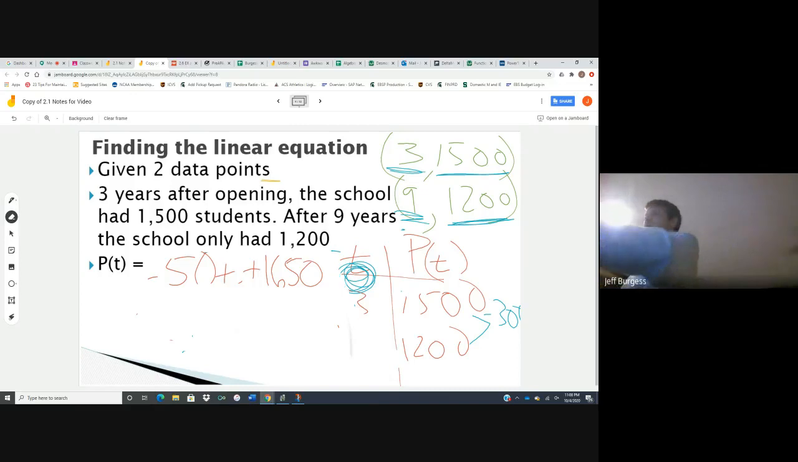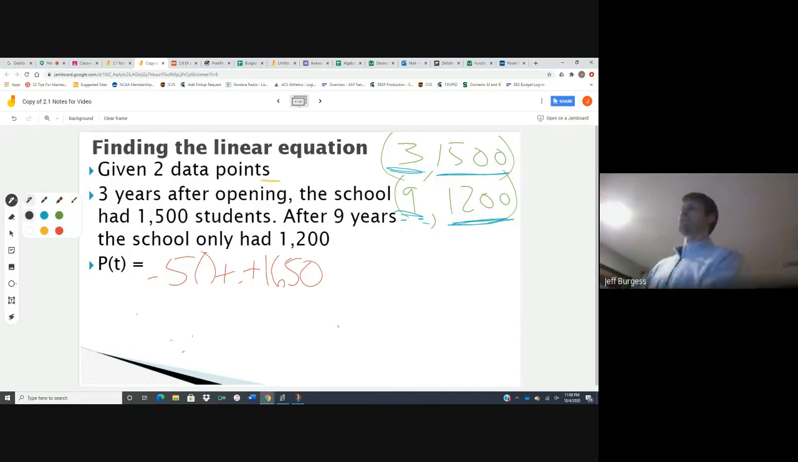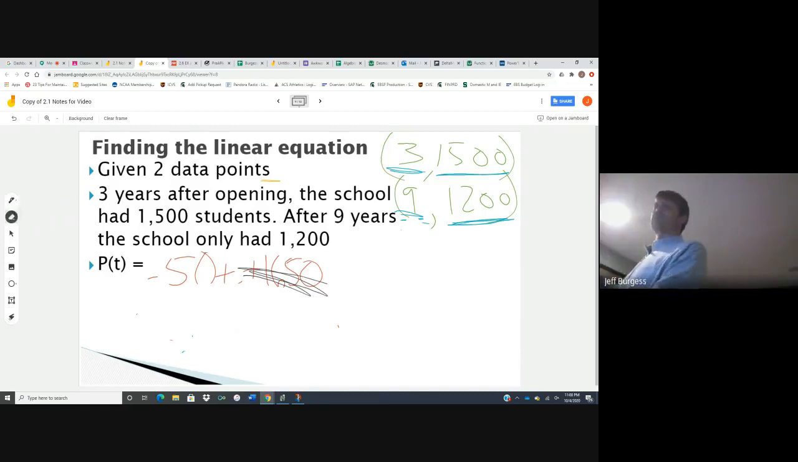You could just as easily plug in a point here and find the y-intercept. Now I've got 2 points, but they're both on the same line. It doesn't matter which points you choose because they both make the equation true. Let's pretend like we don't know the y-intercept here. I can plug in either of these points. I'm going to choose 9 and 1,200.